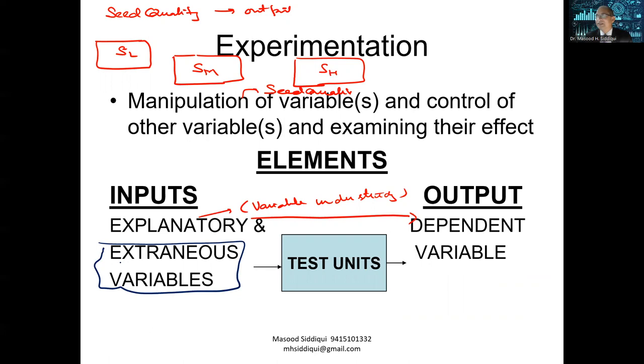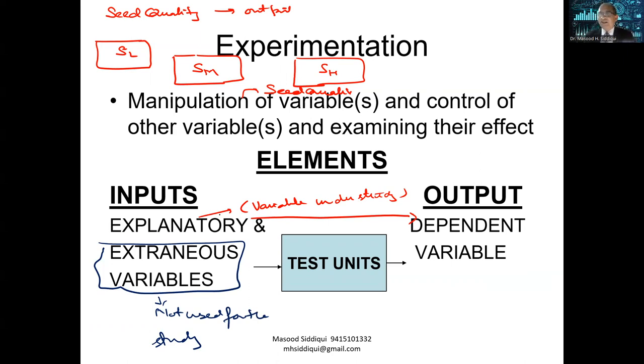We have another set of variables that I have already mentioned, that is the extraneous variables, right? These extraneous variables are the variables which are not used for the study. Means they may have an impact, but we are not using them. They are not for the study, they are known as extraneous variables.